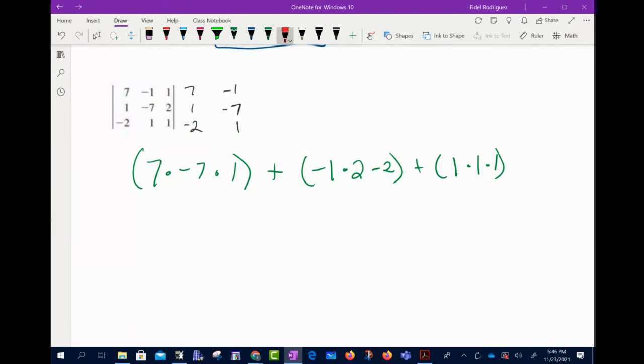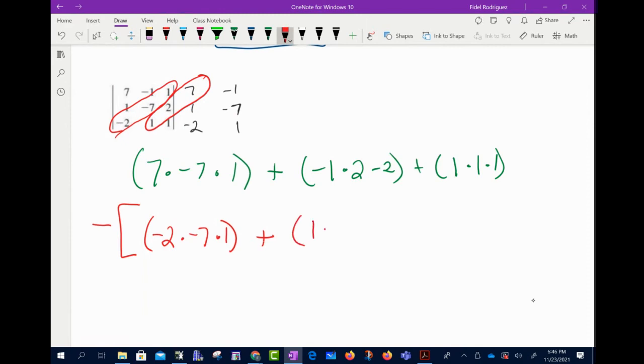And now I'm going to do the next part in red. So I'm going to go minus, and I'm going to multiply those. Negative 2 times negative 7 times 1, plus, and then I'm going to do these right here: 1 times 2 times 7. And then I'm going to do one more right here: 1 times 1 times negative 1. Okay.